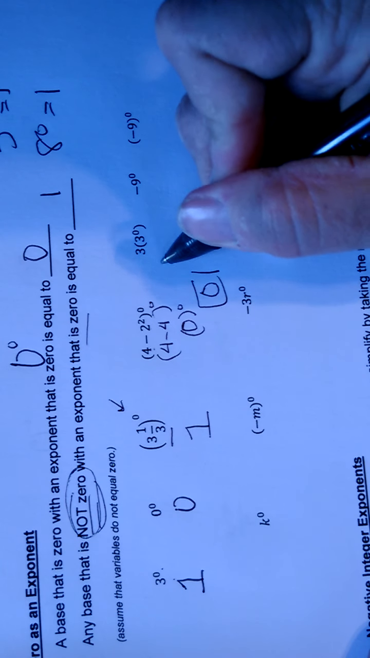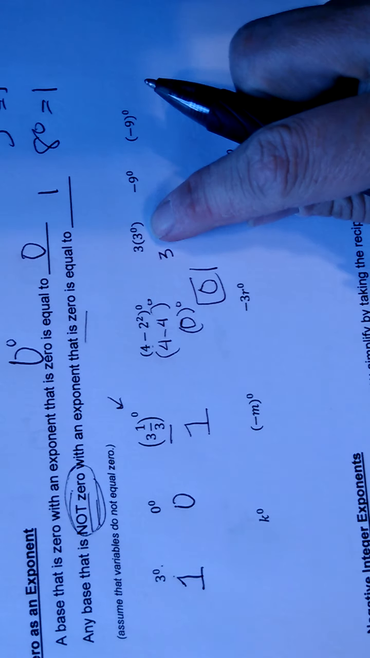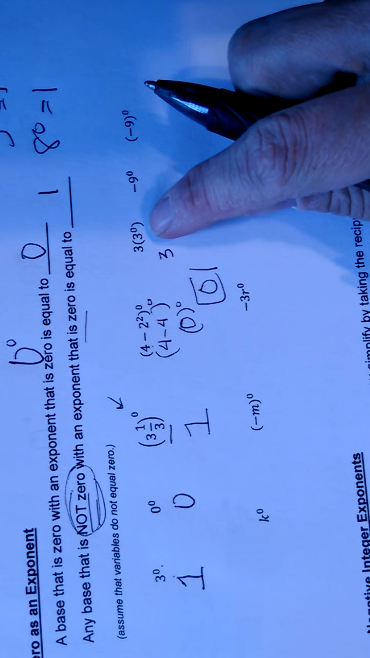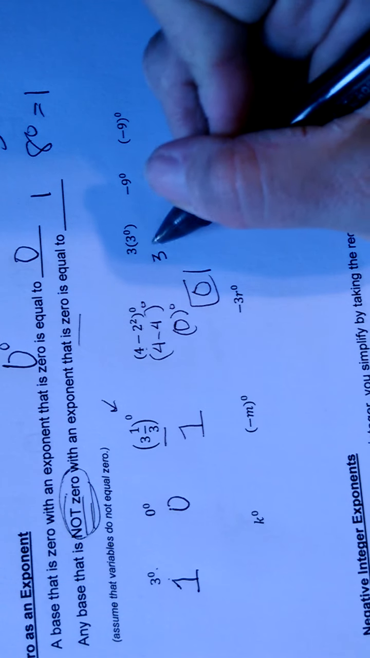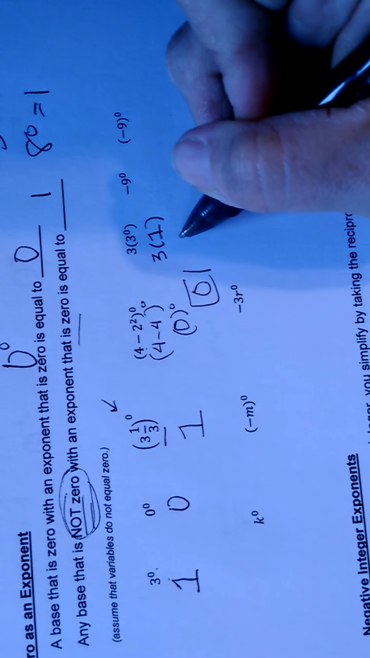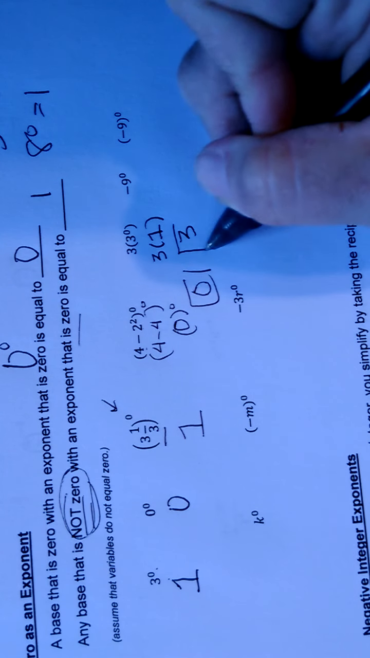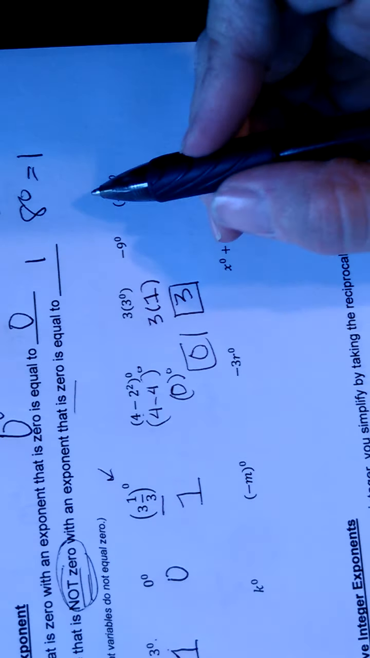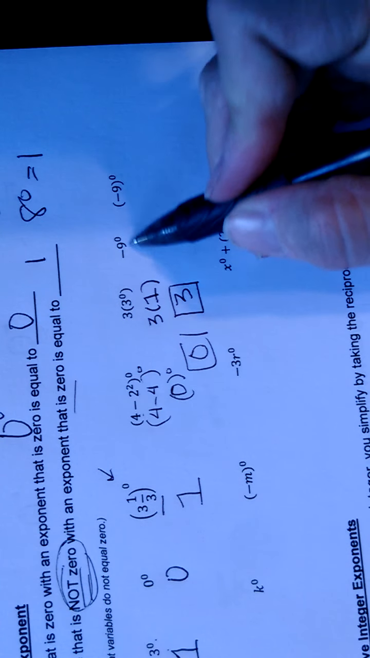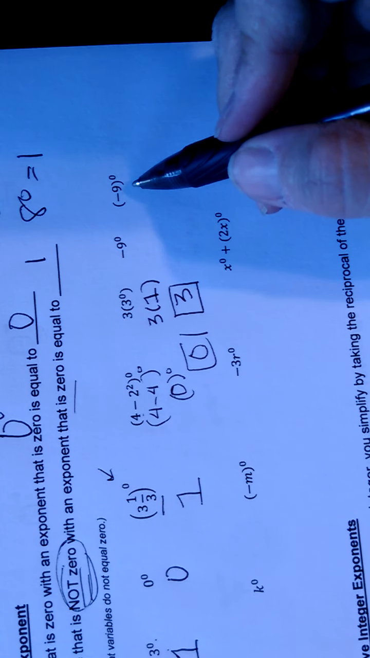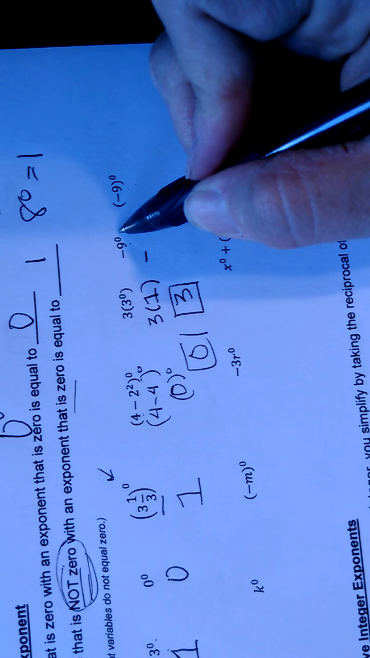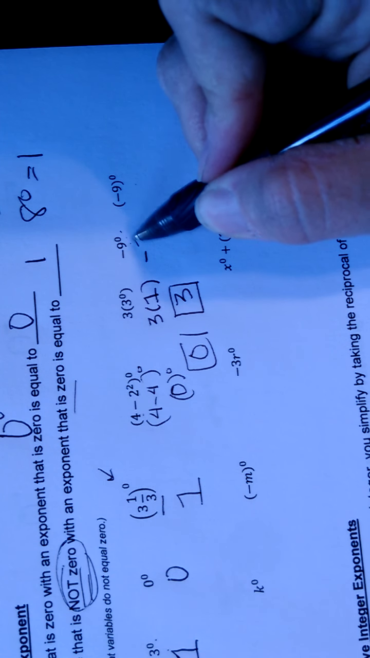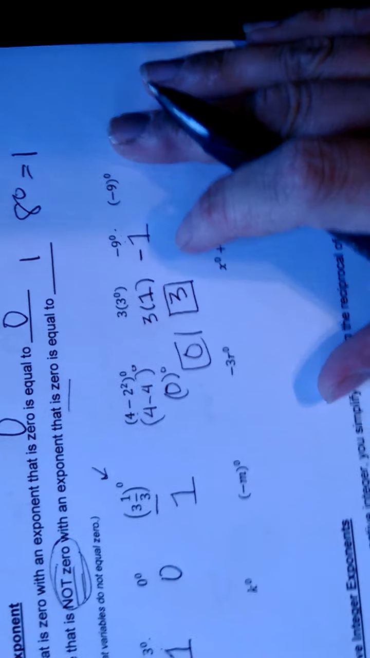You've got a 3 out here just kind of hanging out, but it's being multiplied by 3 to the 0 power. Well, this is a situation where this base raised to the 0 power is going to give you 1, because just about anything raised to the 0 power will be 1, except, of course, 0 to the 0 power. So anyway, 3 times 1 is 3. This right here, notice the similarities but the differences. You've got a negative sign just hanging out, and then you've got 9 to the 0 power. Well, 9 to the 0 power is 1, so this results in a negative 1.